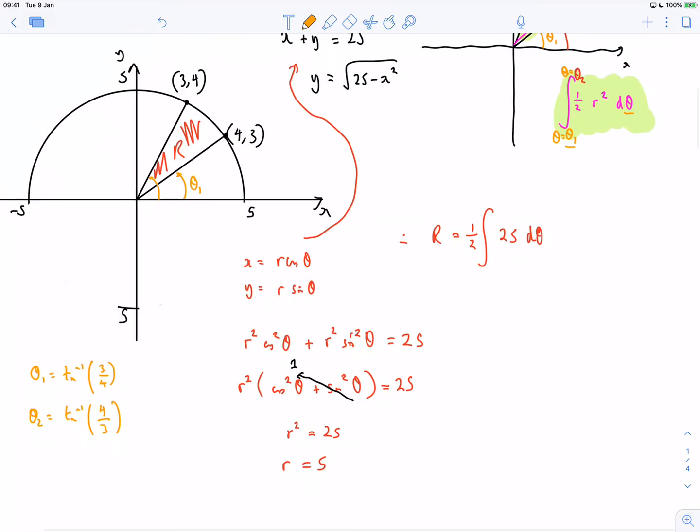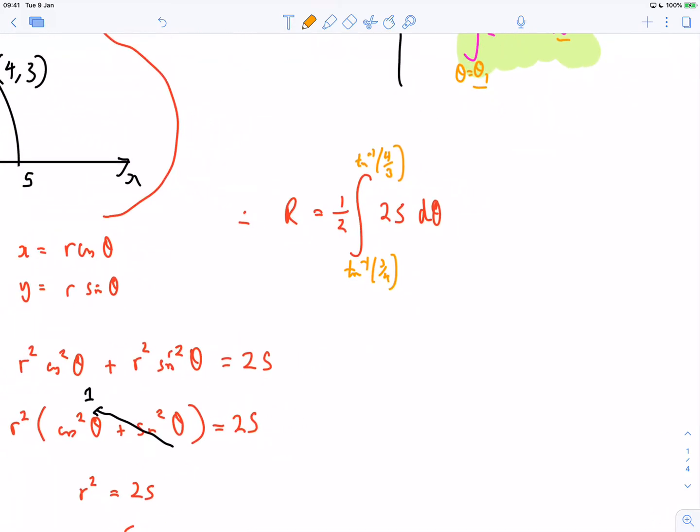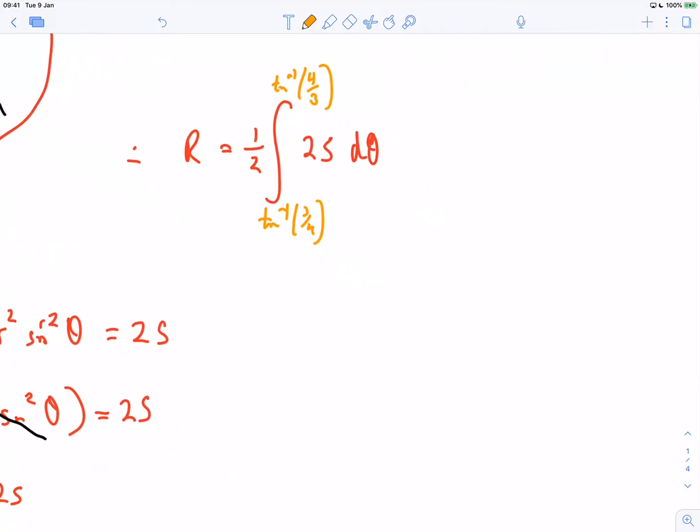So that means I have to integrate between inverse tan of 4/3 as the bottom limit, and inverse tan of 3/4. That's it. That's all I need to work out. So actually this is going to be pretty easy to do.